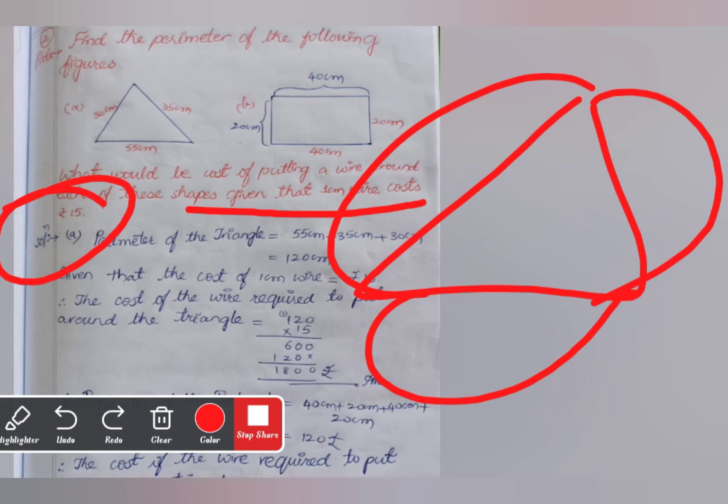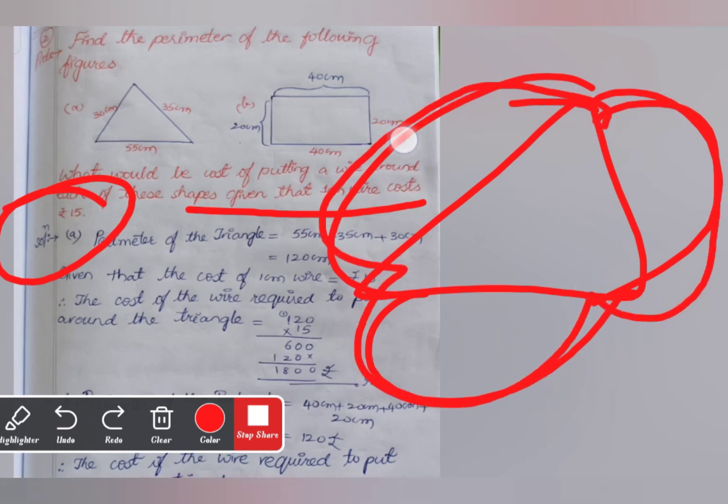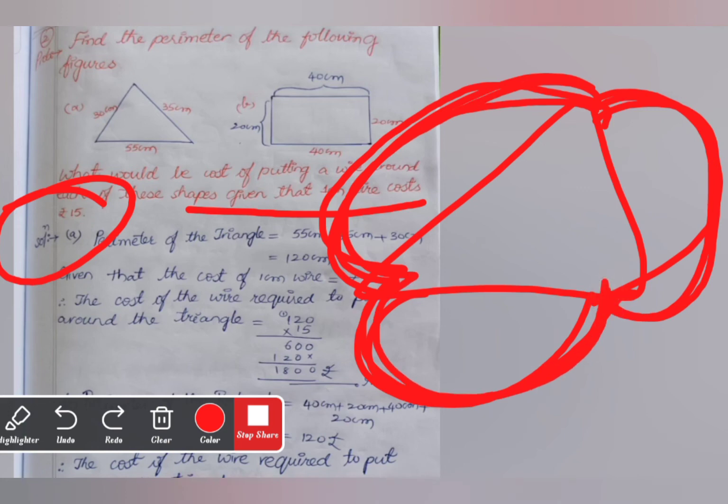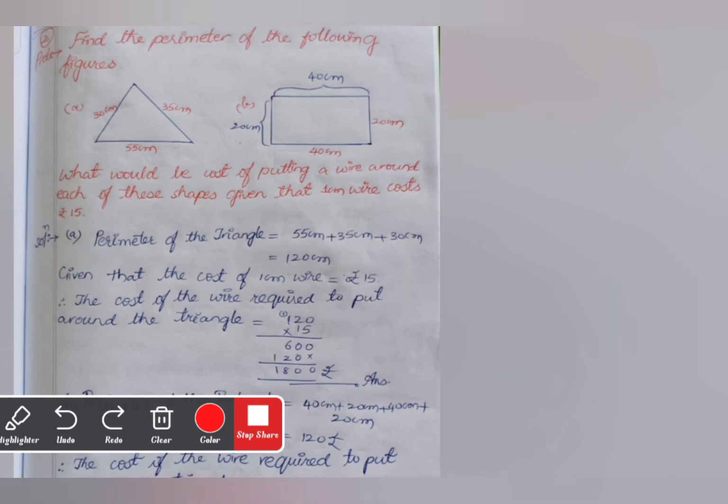First we need to check whether we need to find the area or the perimeter. What is he saying here? What would be the cost of putting a wire around each of these shapes? Around means on the boundaries. When we are discussing the boundaries, we need to find the perimeter. So first we will find the perimeter, then we will move on to the solution.